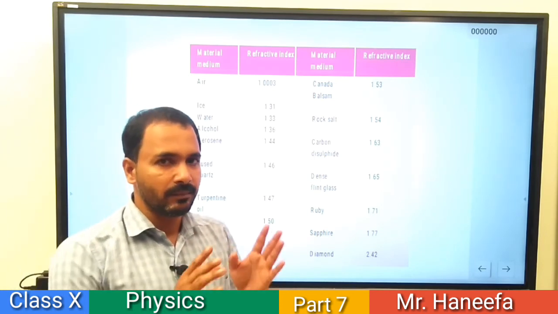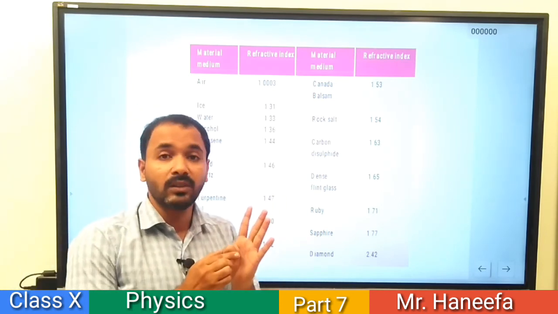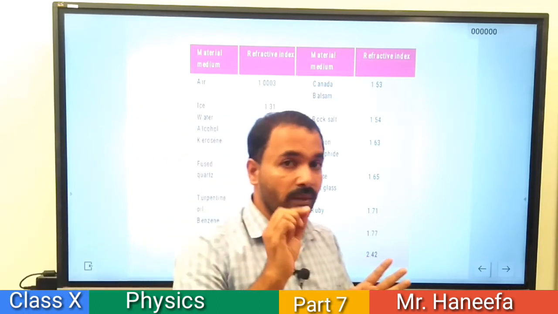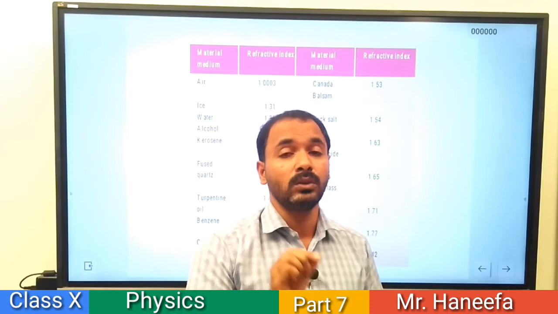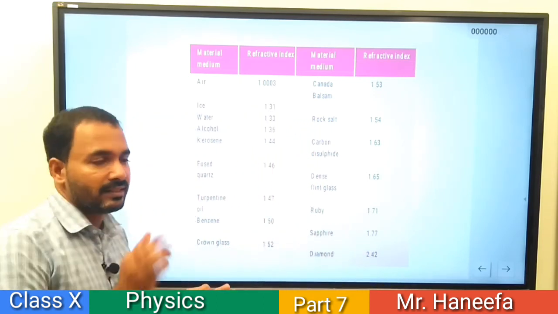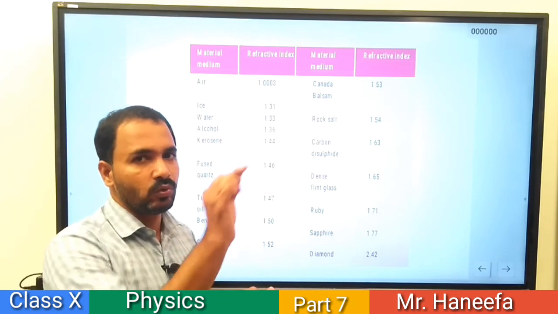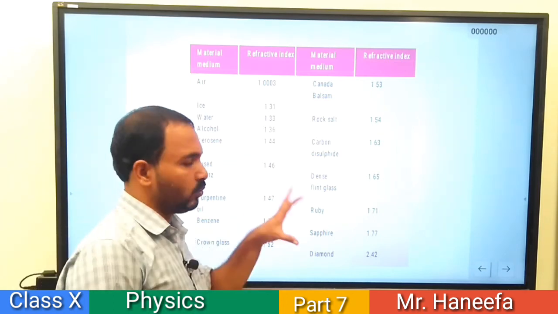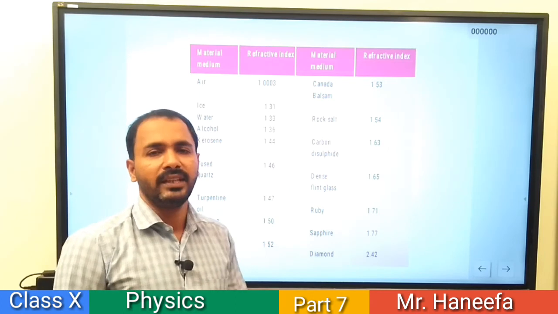We discussed Snell's law, n equals sin i by sin r. Next, the refractive index of the medium, n_m equals C by V. Next, relative refractive index, N12 equals V2 by V1, N21 equals V1 by V2. This is about refractive index.